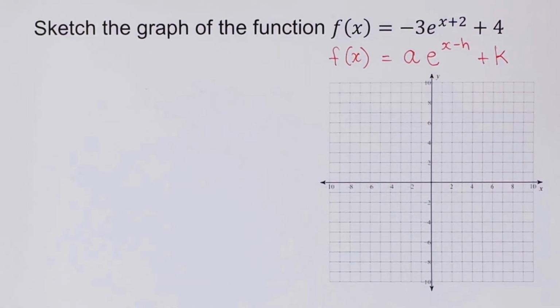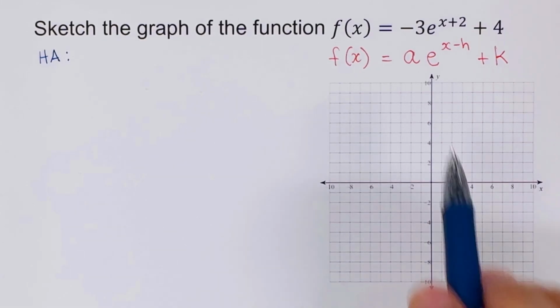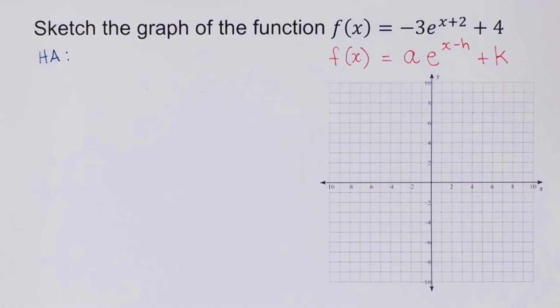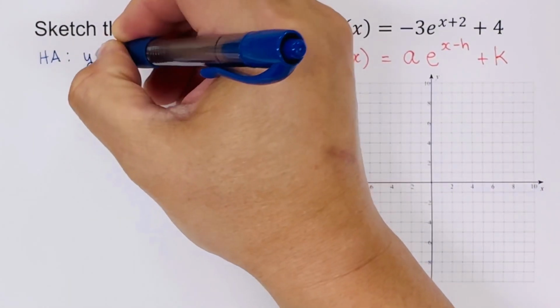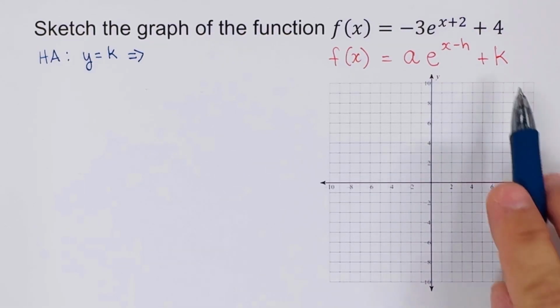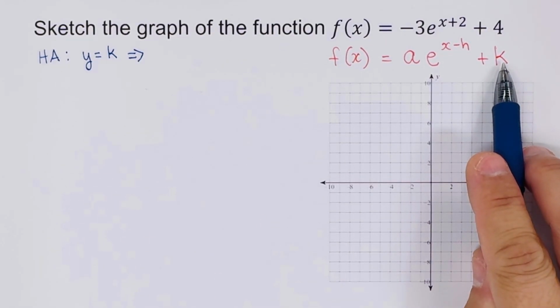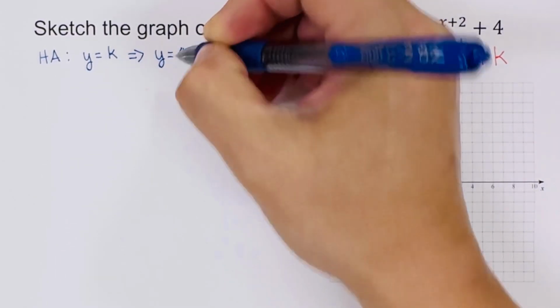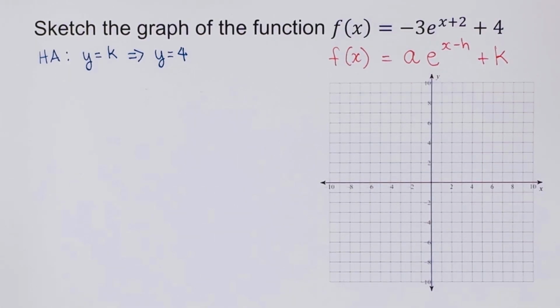In order to sketch this function, we need to first determine the horizontal asymptote. Please remember that the horizontal asymptote of this general function is represented as y equals k, which in this case, our k is 4. So the equation of the horizontal asymptote is y equals 4. So we can go ahead and sketch this horizontal asymptote down here. The next step is to create the table of values so that we can sketch the graph.